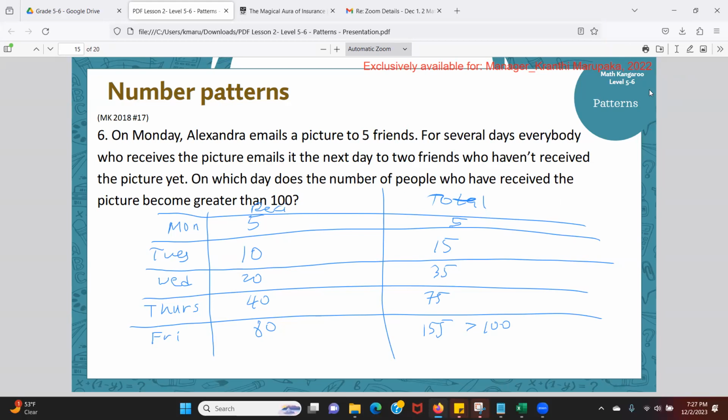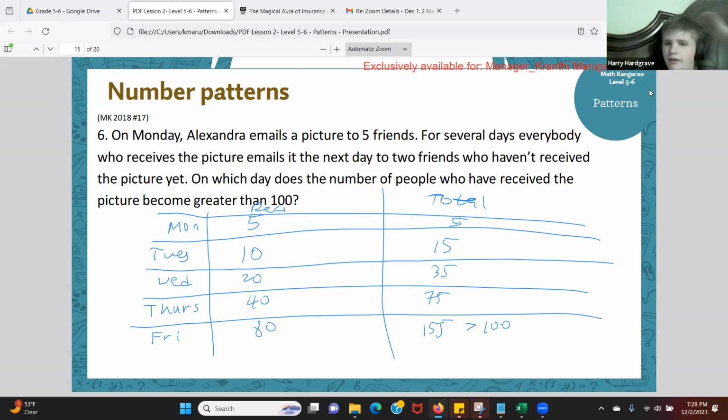Yeah, so the answer would be Friday. I think this problem is worded weirdly. Oh, so you're decreasing 5 for each and every day. Yeah, I think the weird part is that the people who have already received it keep on sending it.